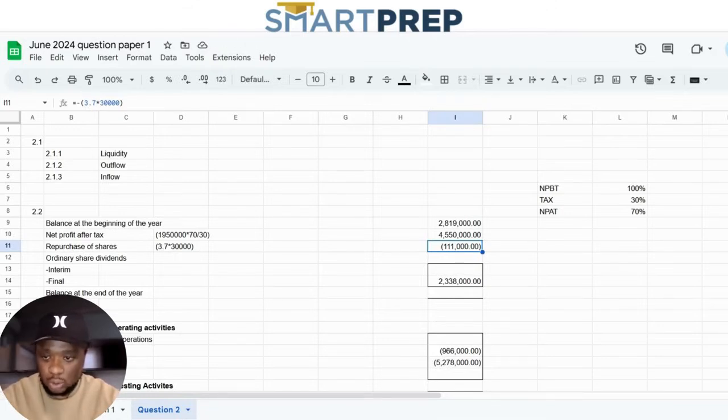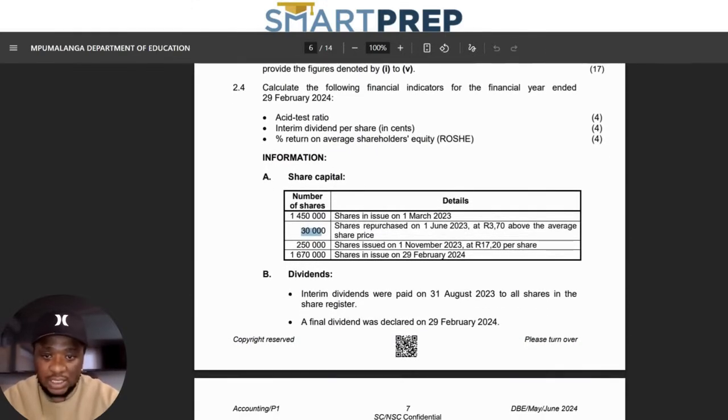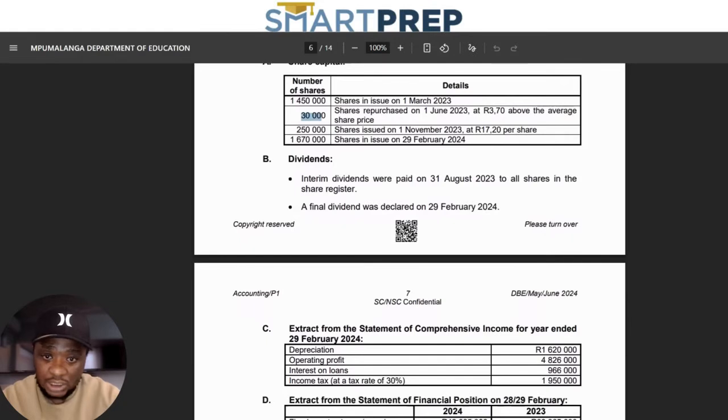All right, cool. And then moving on now to dividends. So the final dividend is already given, but then we need to work out the interim dividend. When it comes to the interim dividend, let's look at the information we're given in B. The information here says that interim dividends were paid on 31 August 2023 to all shares in the share register. So we need to look at 31 August 2023, how many shares were in the register, and then figure out how much was actually paid towards those. Let's see if we can find that information.